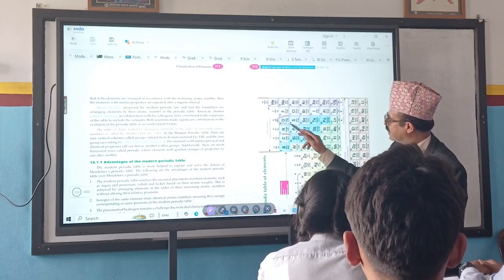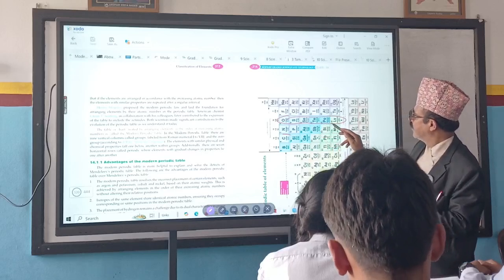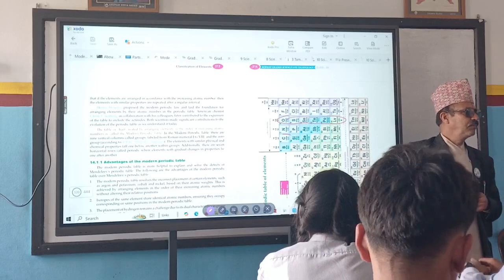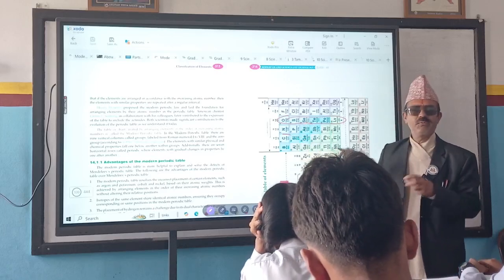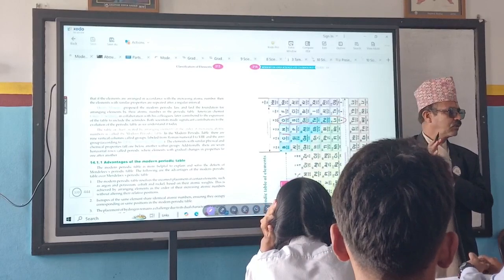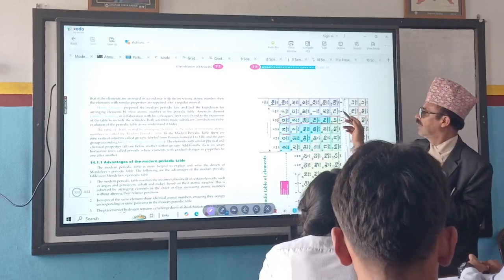Here it is. Oxygen, sulfur, selenium, tellurium, polonium. These all are chalcogens. Why are they called chalcogens? They are found combined with copper. They can form compounds with copper easily, that's why.